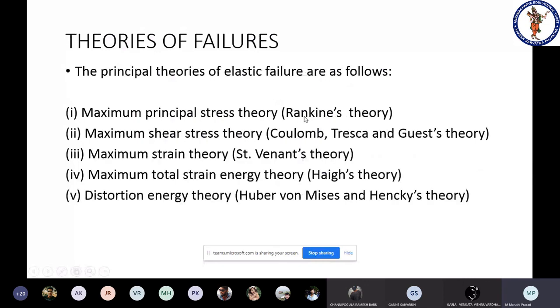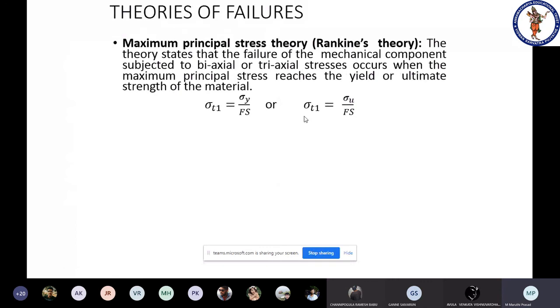If it is equal to the allowable stress, where is the allowable stress? Sigma y is the yield point. The yield point is divided by the factor of safety to get the allowable stress. Up to this particular condition, there is no failure. If sigma T1 is greater than this value, certainly the component will fail. This is with respect to ductile material. This is with respect to brittle material. So you have to remember this equation. Sigma y is the property of the material, and Fs is the factor of safety.